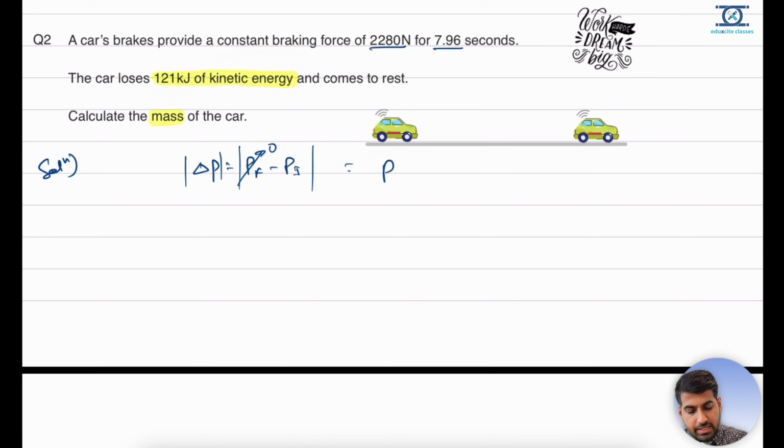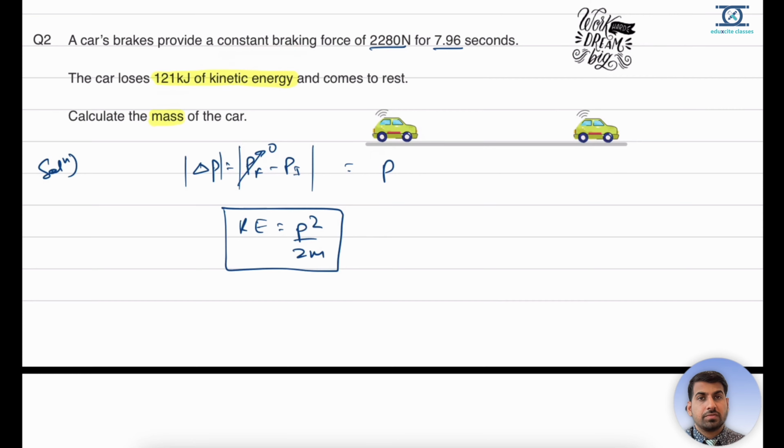And we know that kinetic energy is related to momentum as P square upon 2m, right? So using this relation, which we have already discussed in my previous video, if you have not watched, you can go and have a look over it. The playlist link is given in the description.